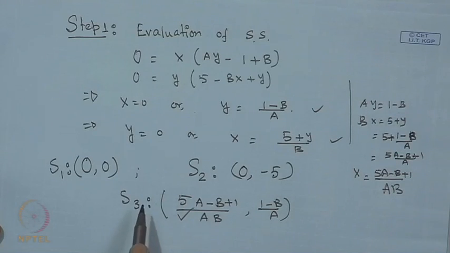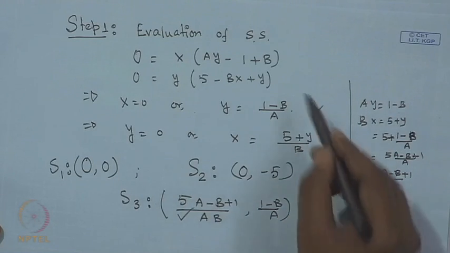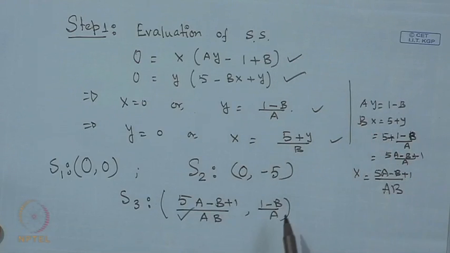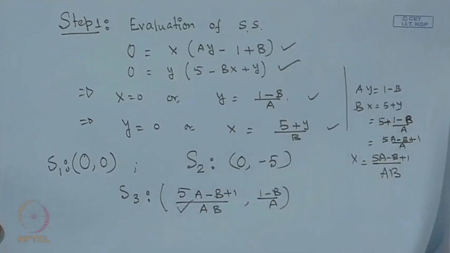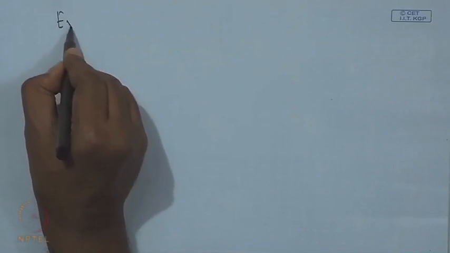So, you will have three steady states in this problem, and you can get these by solving these two equations. Steady state number 1 is (0, 0), steady state number 2 is (0, −5), and steady state number 3 is ((5a − b + 1)/(ab), (1 − b)/a). Now, we evaluate every steady state and check their conditions for stability. But before that, we should evaluate the Jacobian matrix.